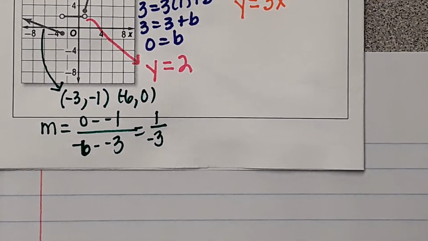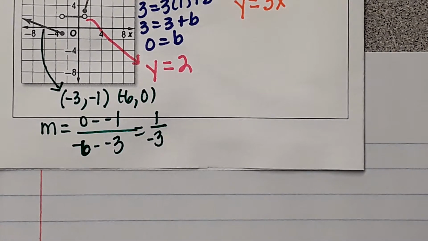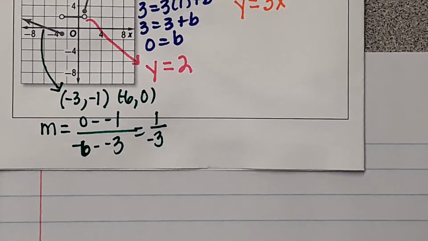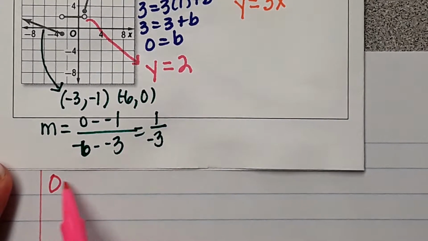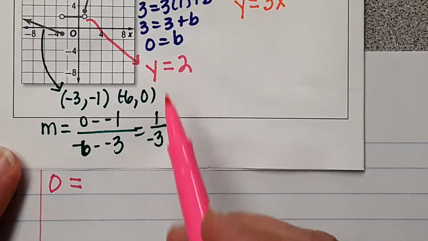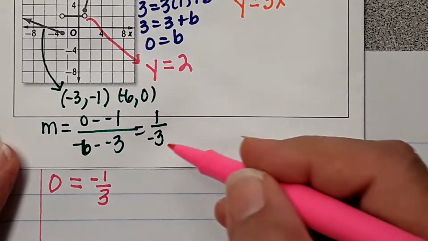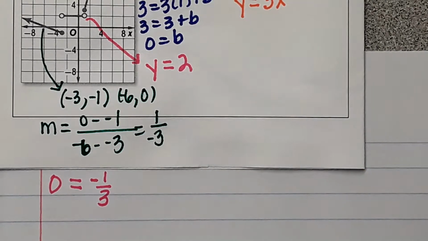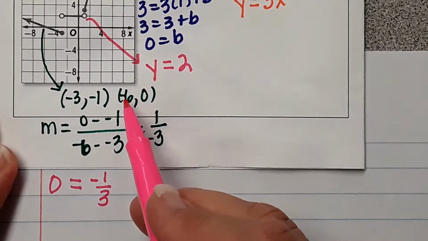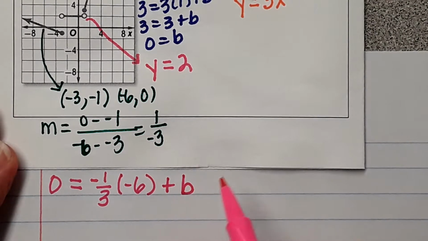Why would you pick (-6, 0)? I would pick that as well because you have a 0 in there. So I'm going to replace y with 0, and I'm going to replace m with -1/3. That negative can either stay with the bottom or go up top. It doesn't matter where you put it. And then my x is -6, and I'm looking for b.